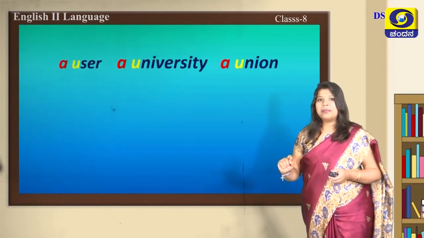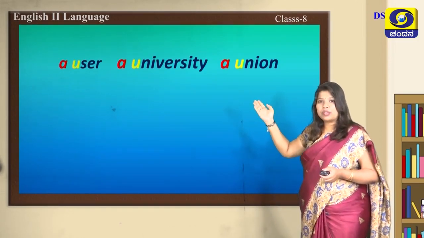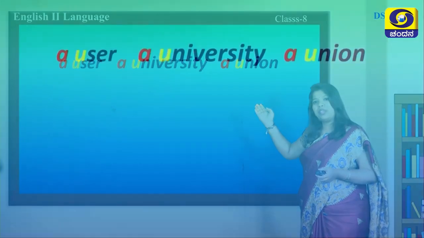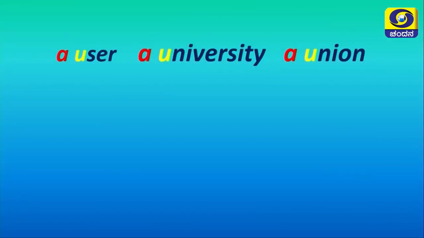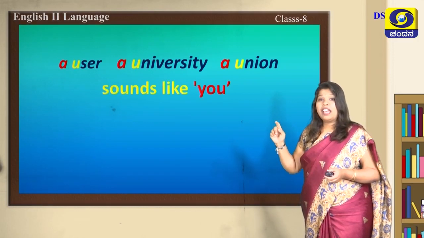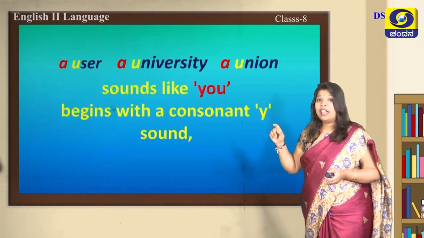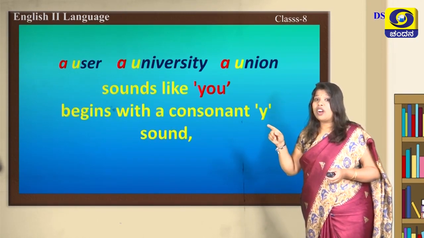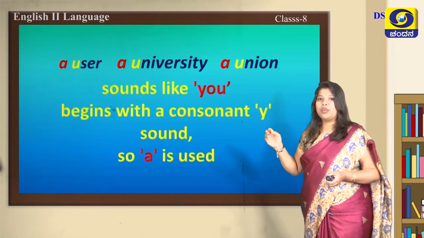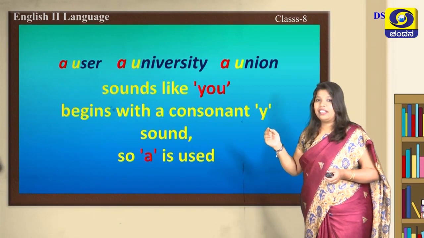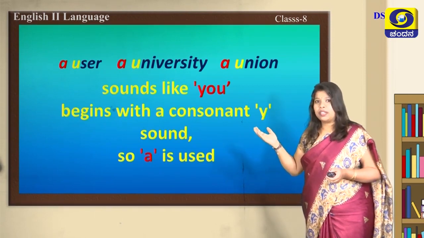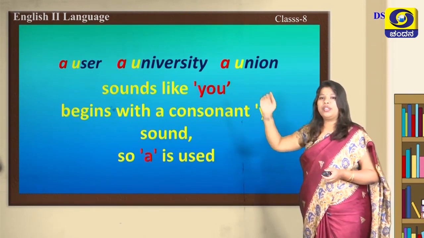For example, now look at these words, a user, a university, a union. You must be wondering why U is highlighted there, because here it sounds like U, Y-O-U, and you know that Y is a consonant sound, and that is why we are using the article a there. Okay. So, we say a user, a university and a union.